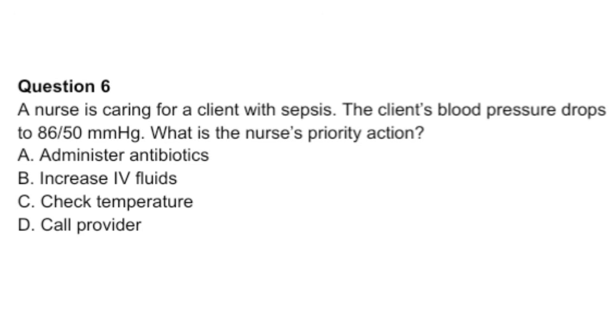Question 6. A nurse is caring for a client with sepsis. The client's blood pressure drops to 86/50 mmHg. What is the nurse's priority action? A. Administer antibiotics. B. Increase IV fluids. C. Check temperature. D. Call provider.